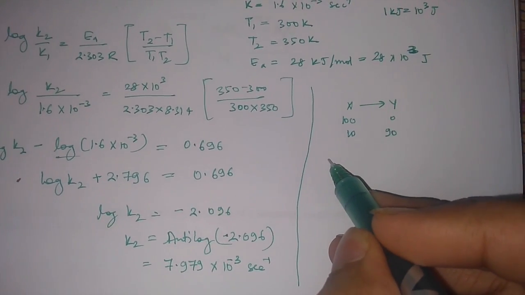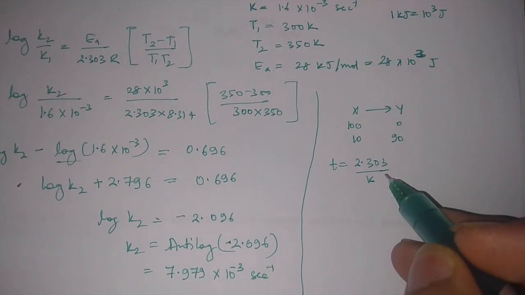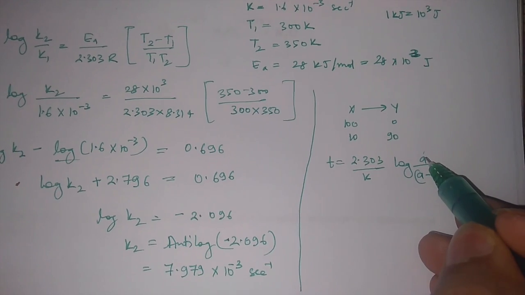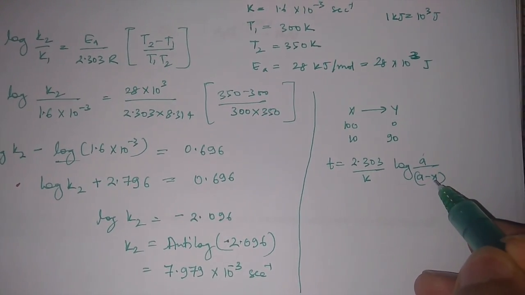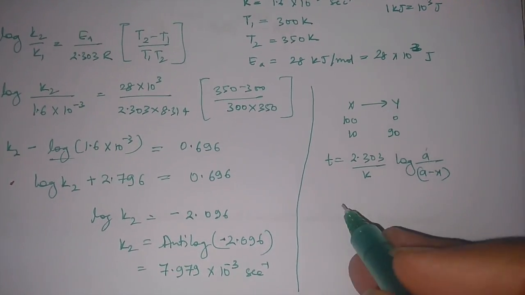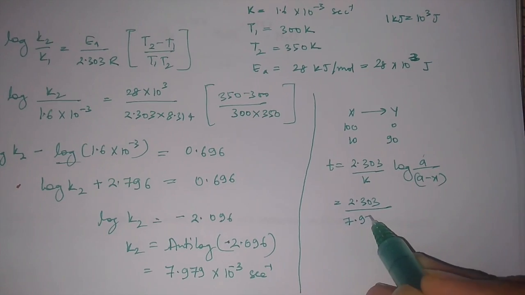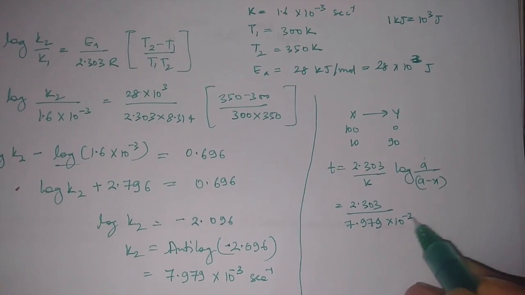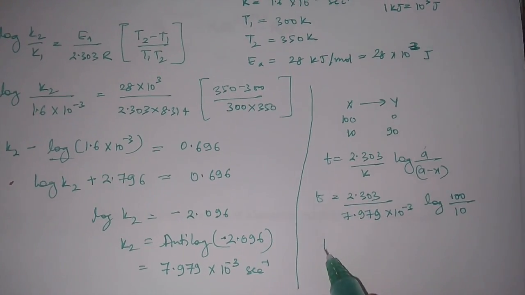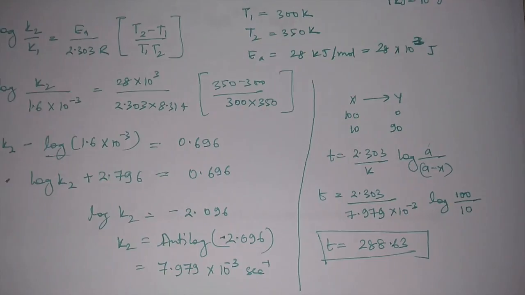Always in this equation for the first order reaction, k equals 2.303 upon t, log a upon a minus x. On the numerator we have the initial concentration, on the denominator we have the final concentration of the reactant. So always write the concentrations of the reactant over here. That's where people make mistakes. So 2.303 divided by 7.979 into 10 to the power minus 3, and it will be log 100 upon 10. When you solve all these things, the t value you are going to get is 288.63. So this will be your answer in seconds.